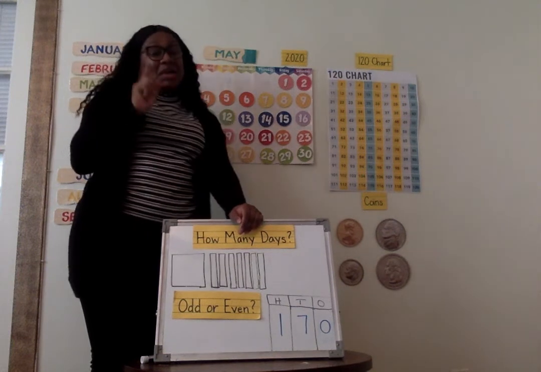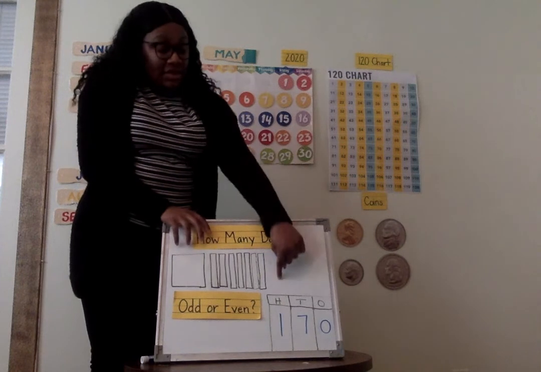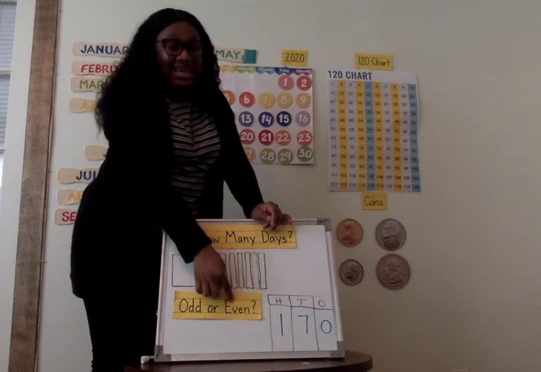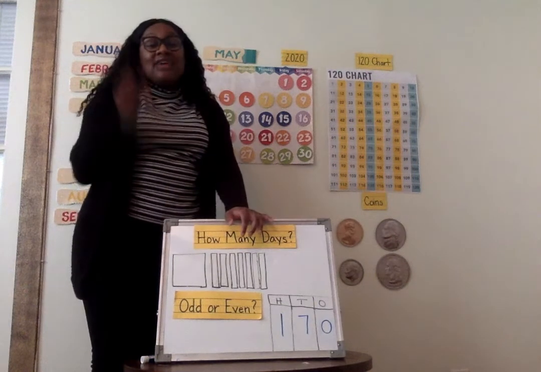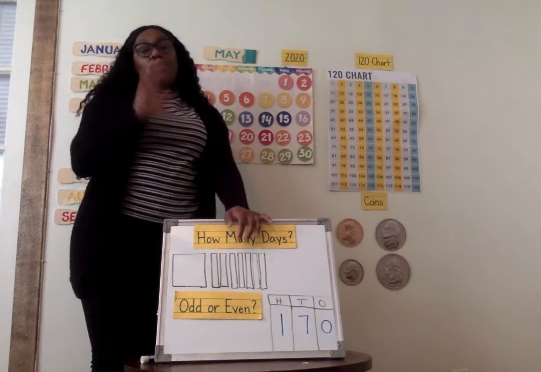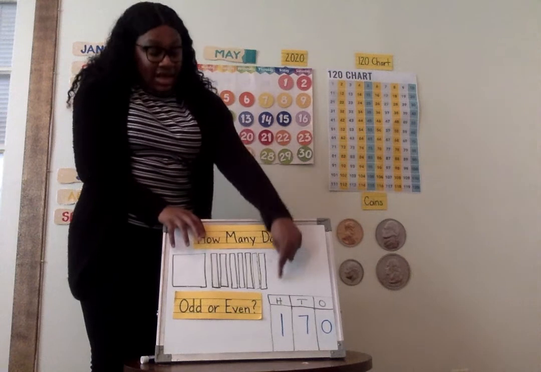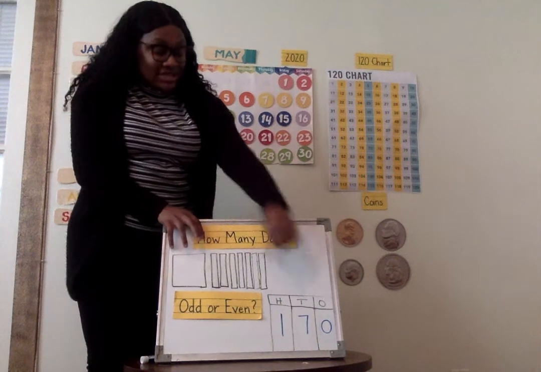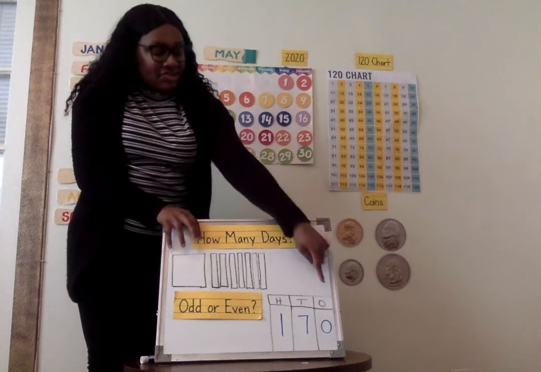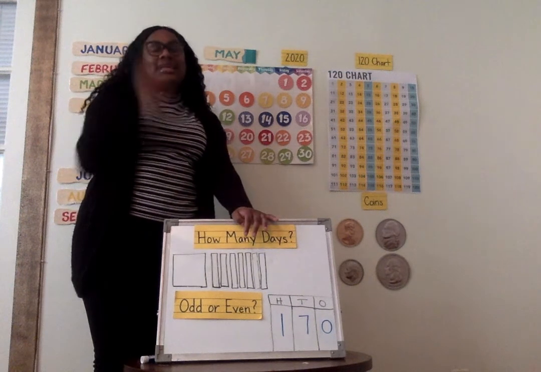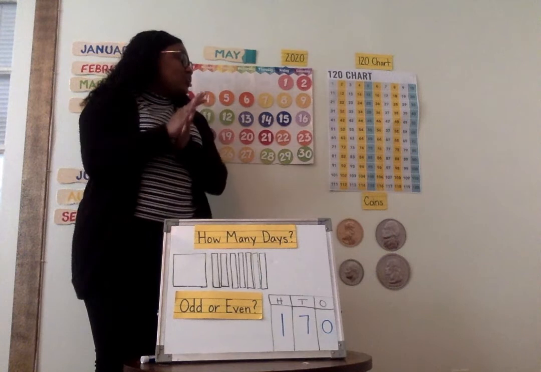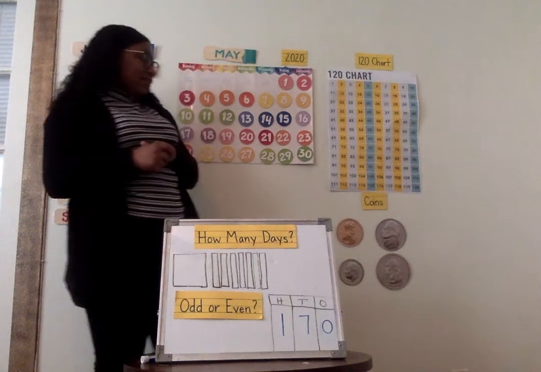Whoa. Yep. Y'all got it. The number 170 is even because there's a 0 in the ones place, and I know that 0 is even. One more time in case you missed it. I know the number 170 is even because there's a 0 in the ones place, and I know that 0 is even. So great.